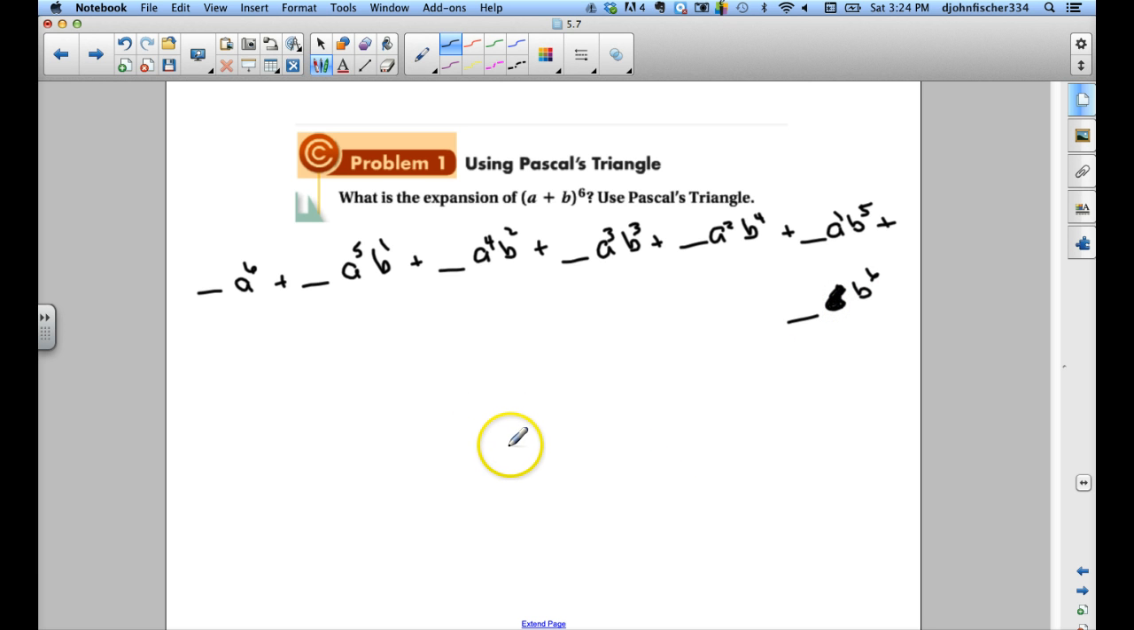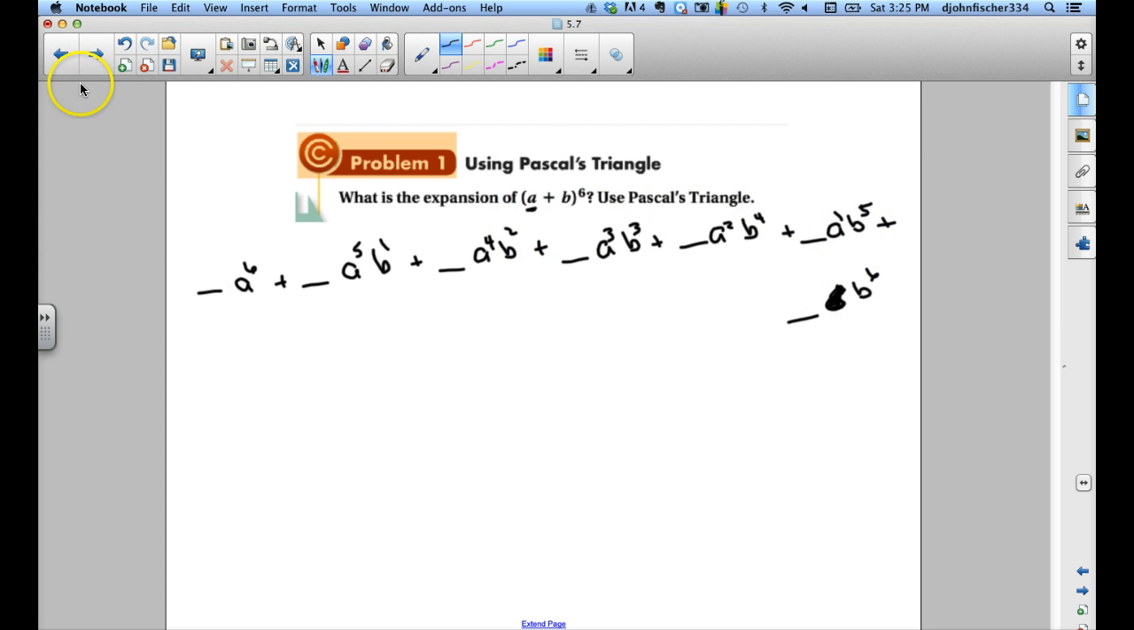Notice I put blanks in front of each one of these. Now let's look at the a's. We start with the a's at 6, so it'll be 6, 5, 4, 3, 2, 1, 0, and the 0 we don't put in. And the b's go the same way, but the other way. B to the 0 we don't put in. 1, 2, 3, 4, 5, and 6.